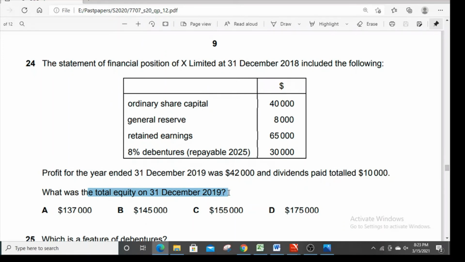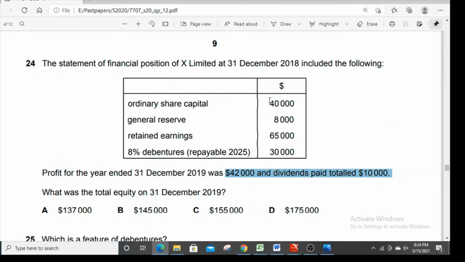Now remember, for companies, when we are talking about equity, we are referring to shareholders' funds, right? So whatever belongs to shareholders should be added. Now what belongs to shareholders? First of all, during this year 42,000 profit was earned, out of which 10,000 was paid. So remaining profit for this year was 32,000.